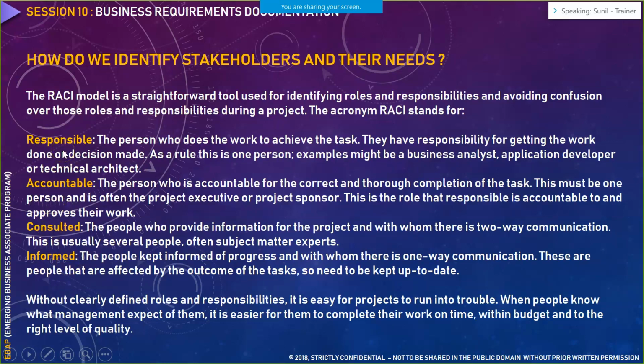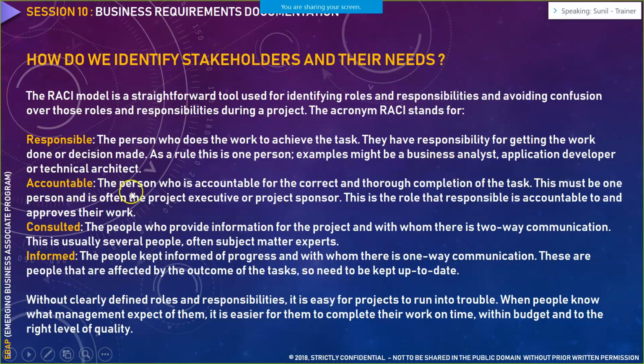Now what is responsible? This is the person who does the work to achieve the task. They have responsibility for getting the work done or the decision made. As a rule, this is one person. Examples might be a business analyst, an application developer, or a technical architect. The business analyst is responsible for gathering requirements. The application developer is responsible for developing the application. The technical architect is responsible for doing the architectural work for that particular project. So each is responsible for a particular activity.